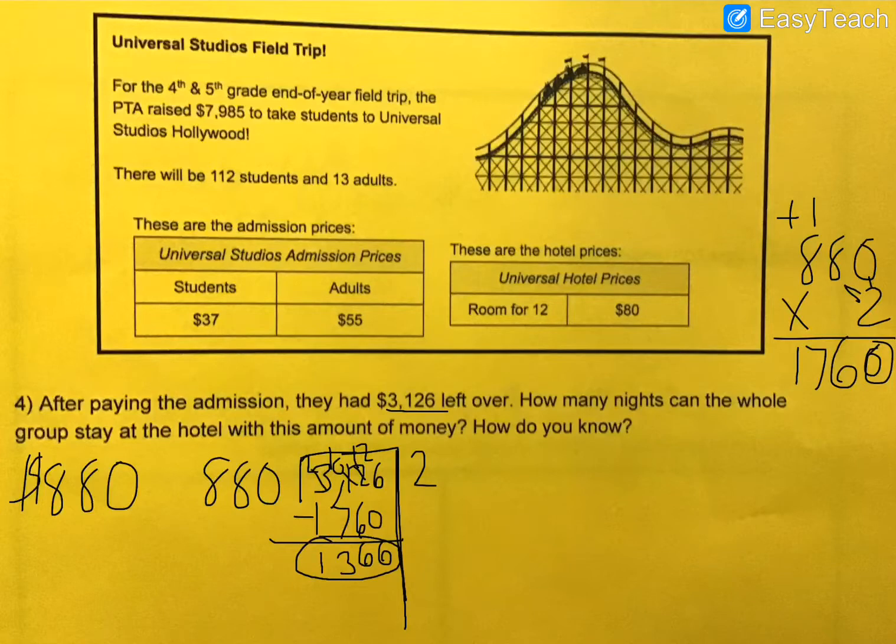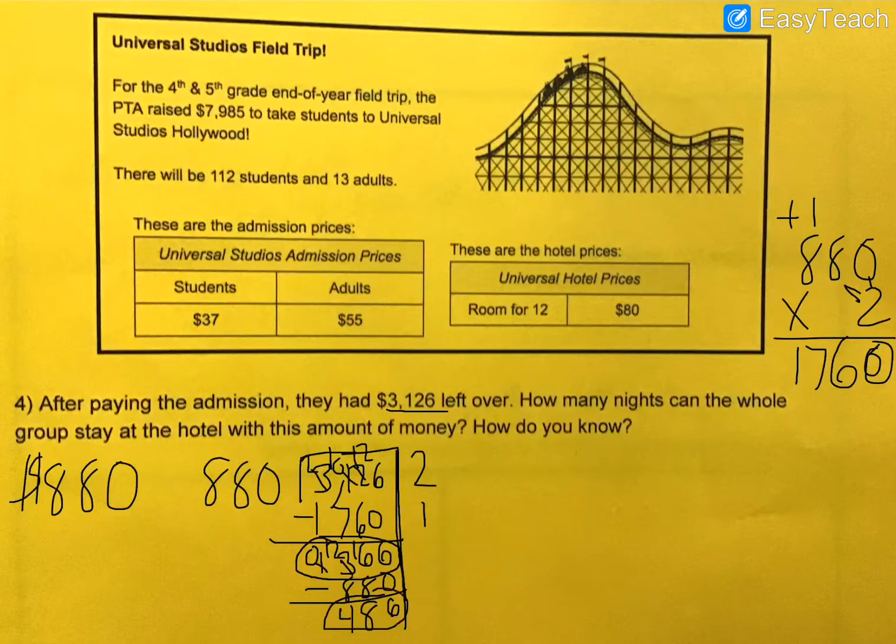So if we can't stay another 2 nights, the only thing that's left is one more night, which would be $880. We'll subtract. 6 minus 0 is 6. You can't take 8 away from 6, so we need to regroup. Then 6 becomes 16 now. 16 minus 8 is 8. You can't take 8 away from 2, so we're going to regroup. 12 minus 8 is 4. We are now left with $486.